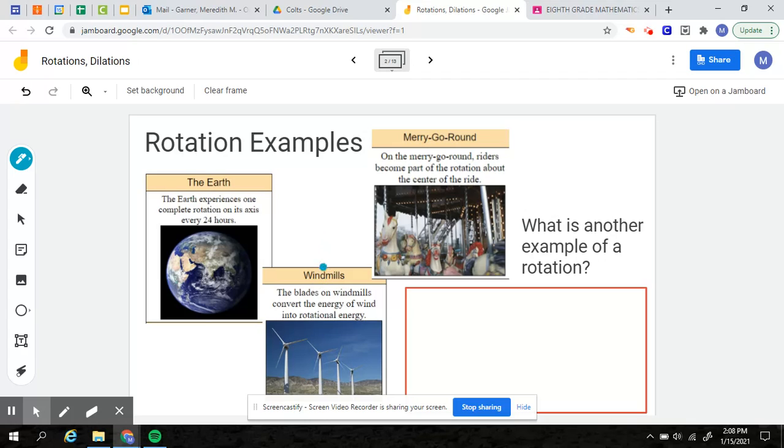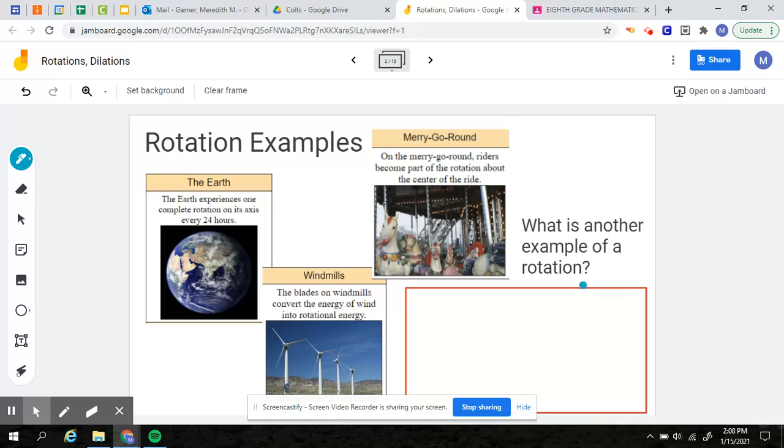Also, windmills. If you have ever driven on the road from Louisville to Chicago, you should have seen some windmills along the way. These have big needle point things, and when they rotate, it creates energy. And then finally, a merry-go-round. You're sitting on a horse or a tiger or a lion, and you're rotating or turning about that middle point. So all of those are examples of rotation, or instances where you see things turning.